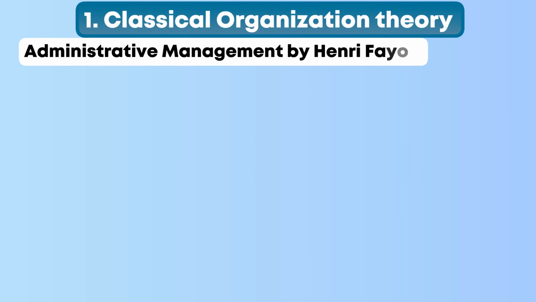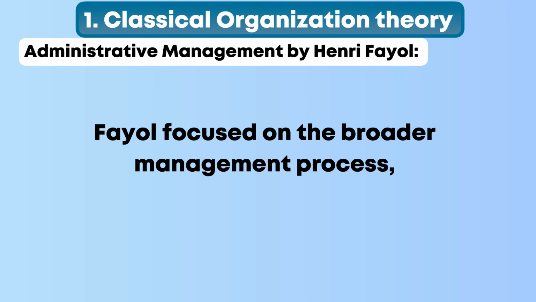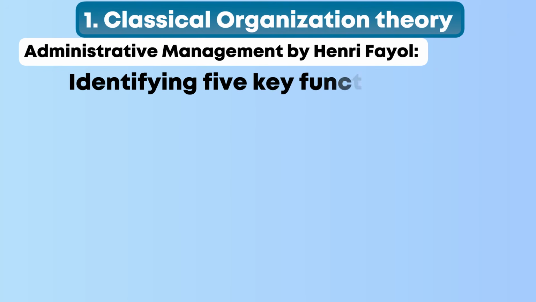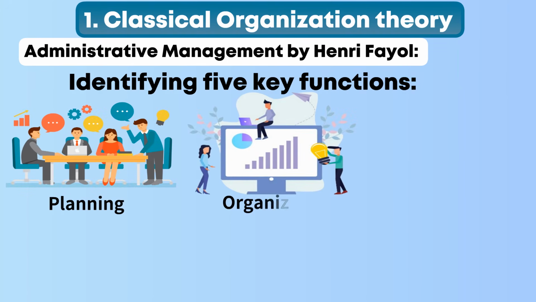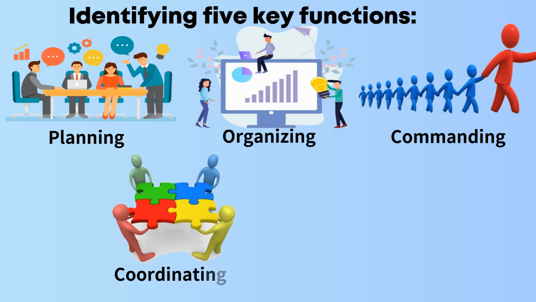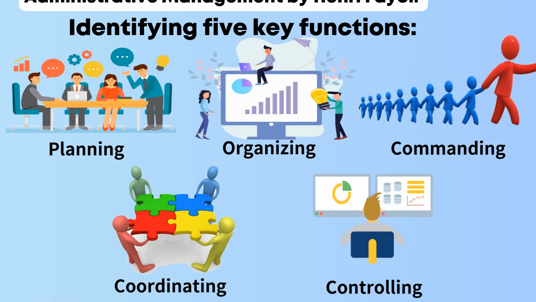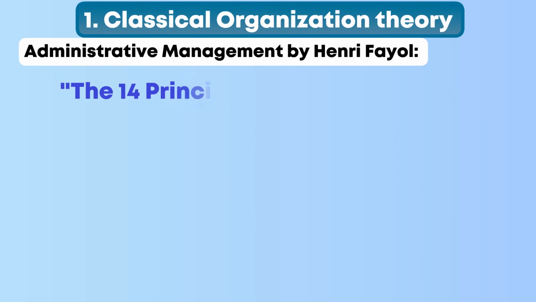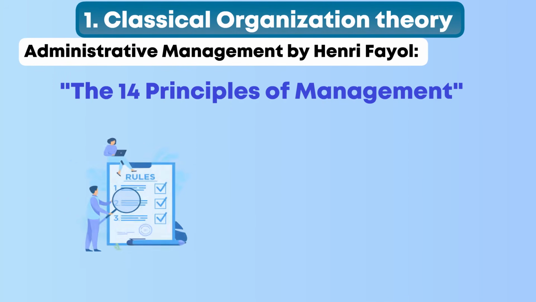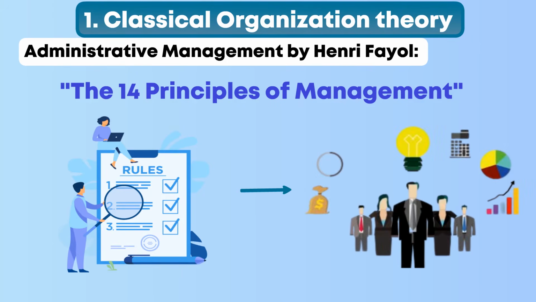Administrative management by Henri Fayol. Fayol focused on the broader management process, identifying 5 key functions: planning, organizing, commanding, coordinating, and controlling. He formulated the 14 principles of management, providing guidelines for effective organizational management.